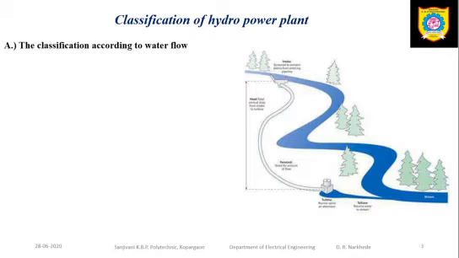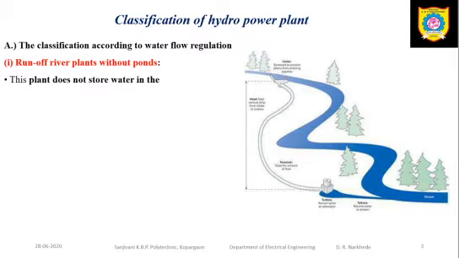So today we are discussing the classification of hydropower plant based on the water flow regulation. The first one is called the runoff river plant without pond. So this is a river. Now I have diverted the flow of the river. So this is the runoff river.